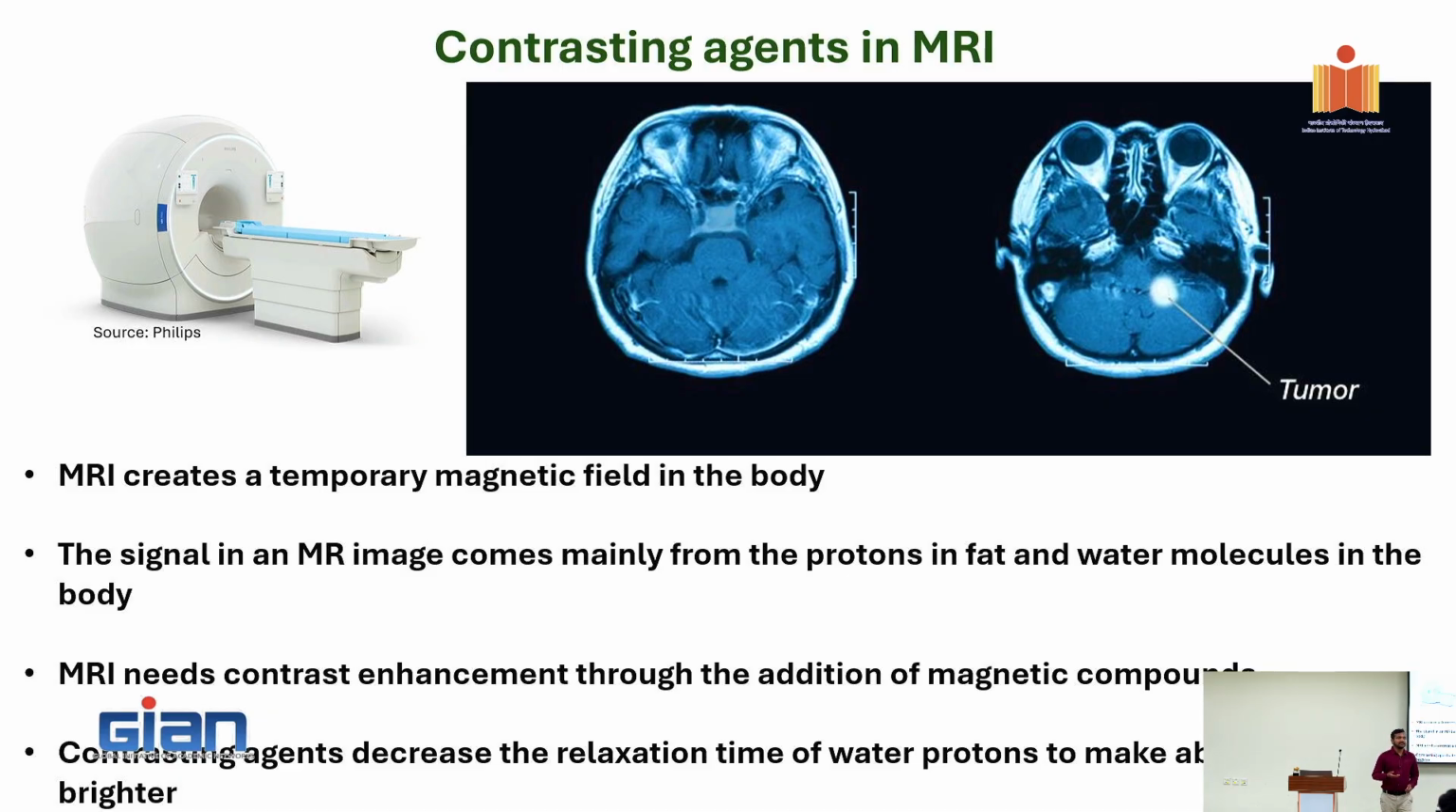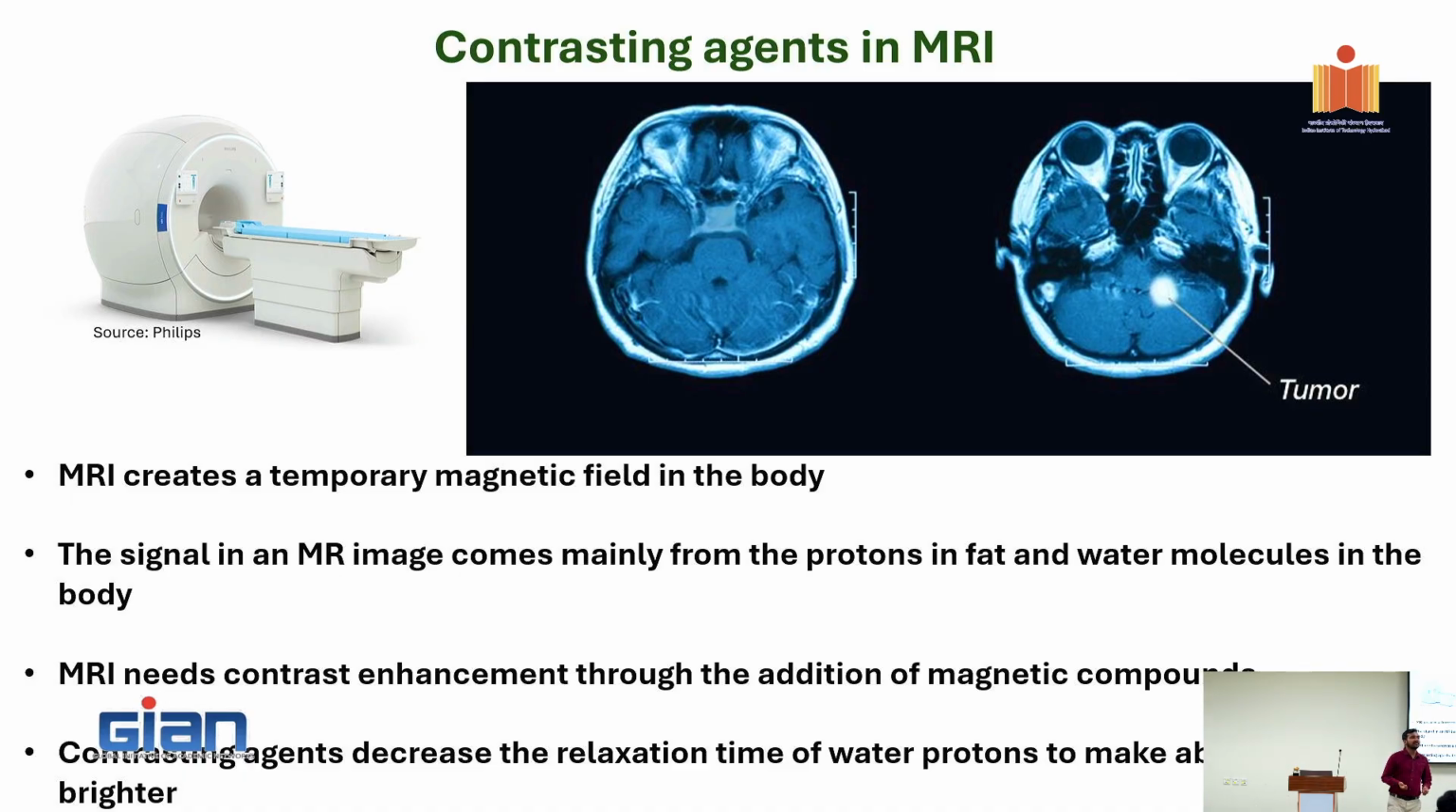Why is it happening like this? If you look at the proper MRI design or mechanism, an MRI creates a temporary magnetic field in the body. Under the magnetic field, these paramagnetic elements become very crucial. Our human body is made up of 70% water and other tissues.